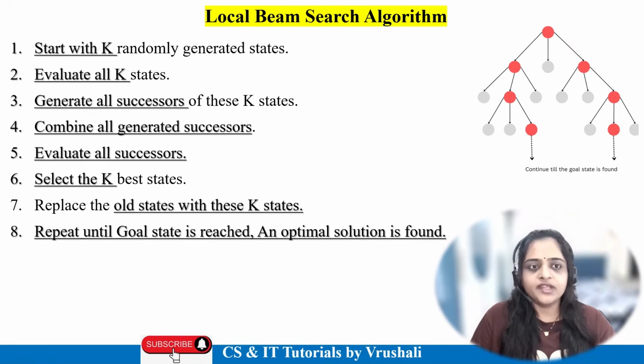Now as per the local beam search algorithm steps, see here. We have already used these steps while solving the example. Start with k states, evaluate all the k states, generate their successor nodes, combine all these successor nodes and evaluate them. You have to repeat all these steps until you reach your goal and find the optimal solution, right? You have to find the final optimal solution which has the highest value.